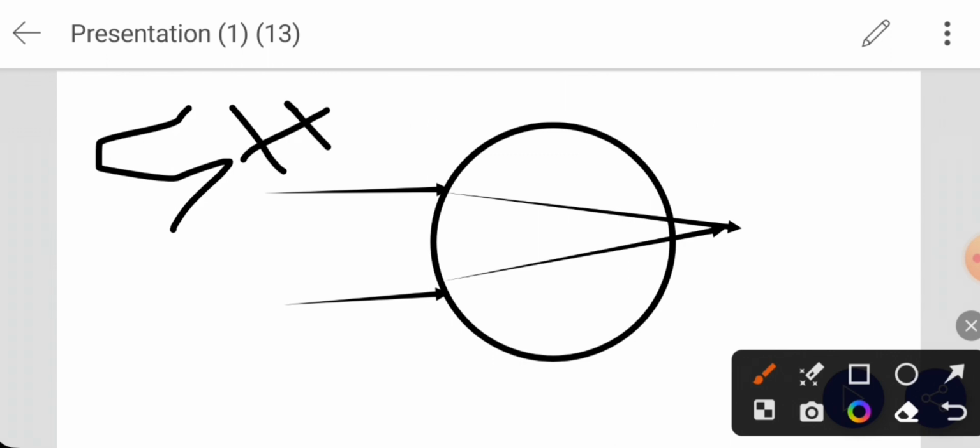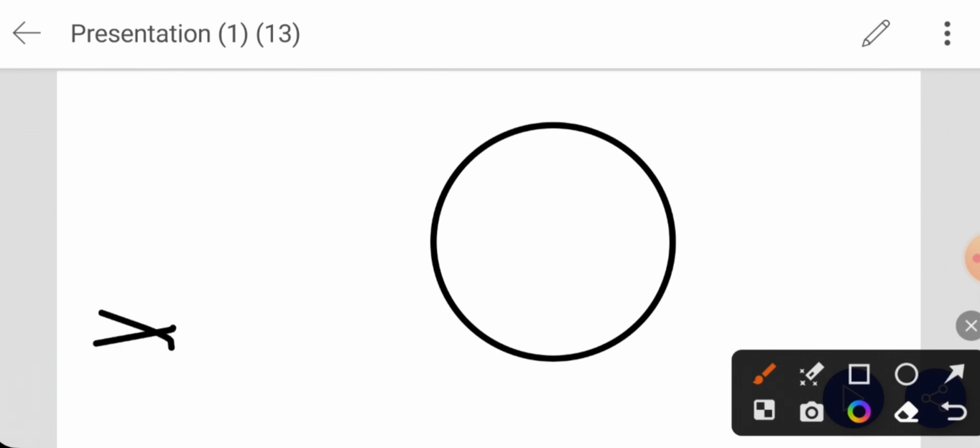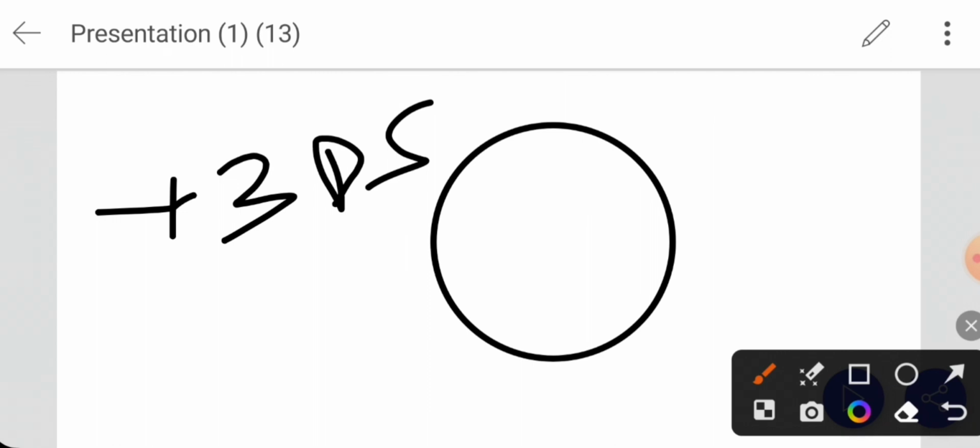If I give you the example of simple hypermetropia, it will be like plus 3 diopter spherical. Plus 3, plus 2, plus 1, plus 5 diopter spherical. These are the examples of simple hypermetropia.